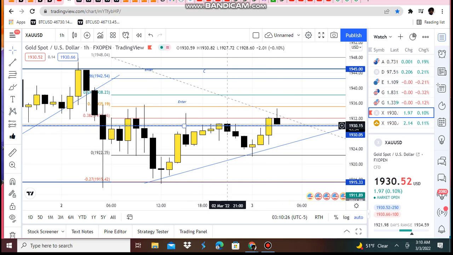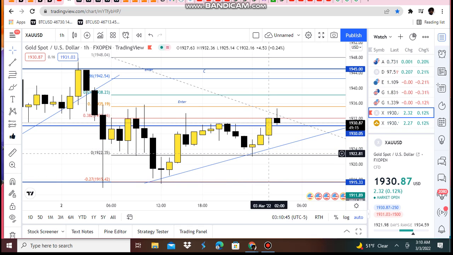Same thing here. It wicked right here as well at 1930, and then headed right back down to what? Right back down to zero. Right back from 1930, right back down to 1922. This is 1930 and this is 1915, and right between that is 1922.